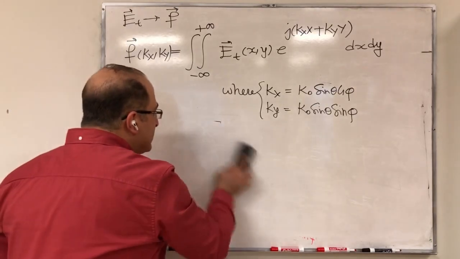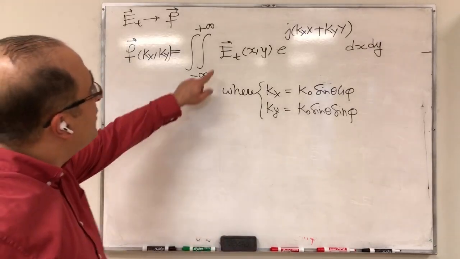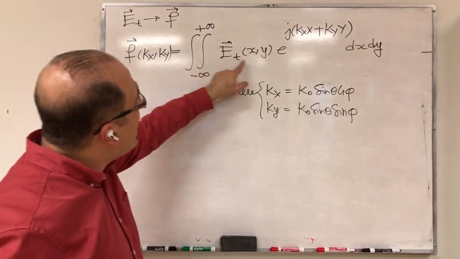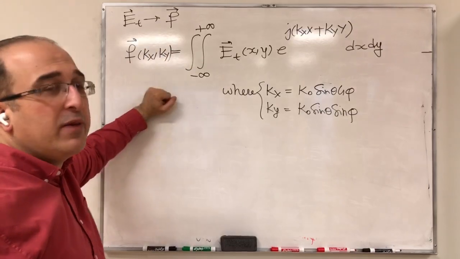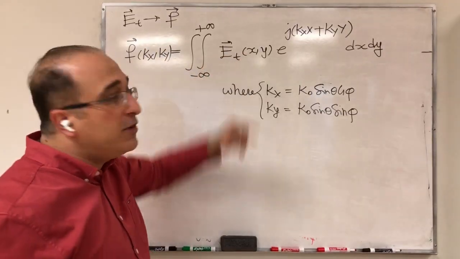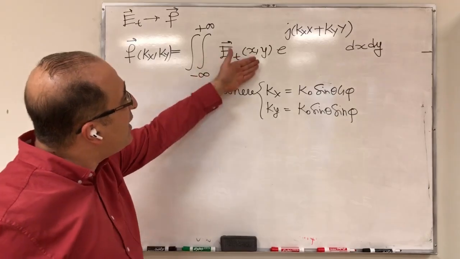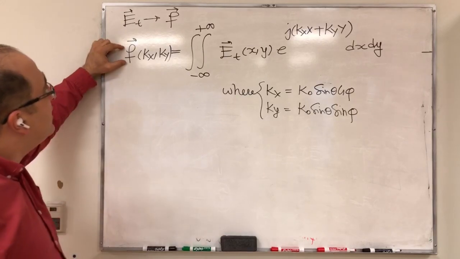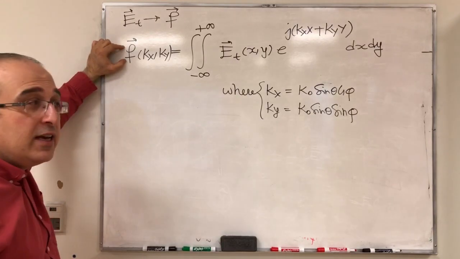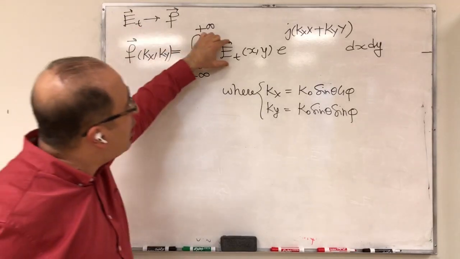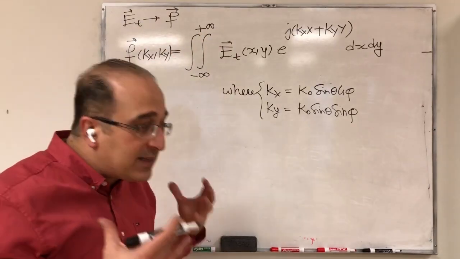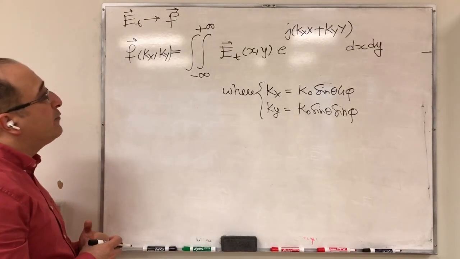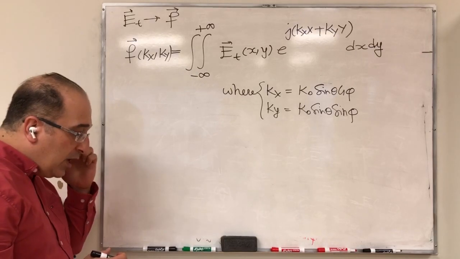Now, if you look at this equation, what you see here is essentially a Fourier transform. If you remember Fourier transform and you look at this, you see essentially a two-dimensional Fourier transform. So you have a function of x and y, and you take its 2D Fourier transform to find this auxiliary function. So this is essentially the 2D Fourier transform of the field over the aperture. That's one way of looking at this equation.